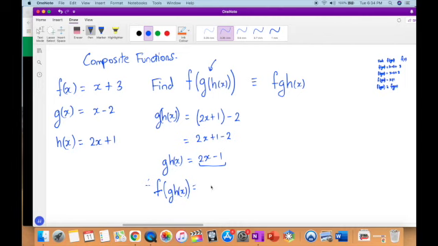So what is f of x? F of x is x plus 3. I'll put in 2x minus 1 here. Remember, wherever I have x, I'm gonna put gh of x, right? So 2x minus 1 plus 3, and that works out to be the f of the g of the h of x, which ends up being 2x minus 3 plus 1, which is plus 2.